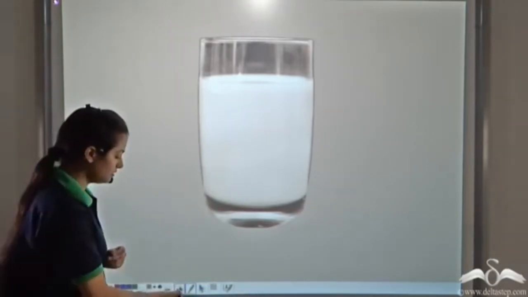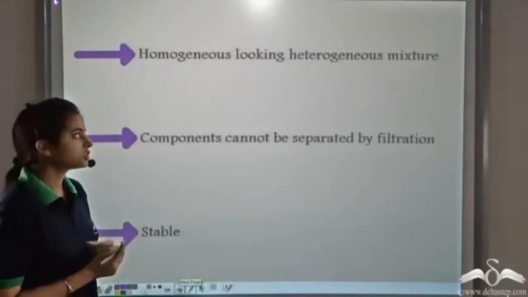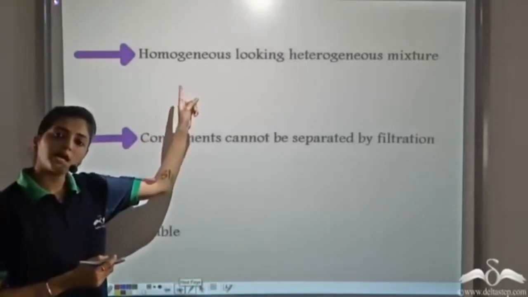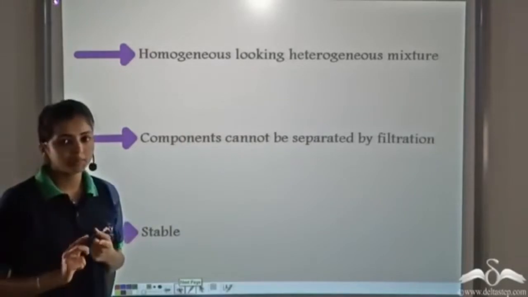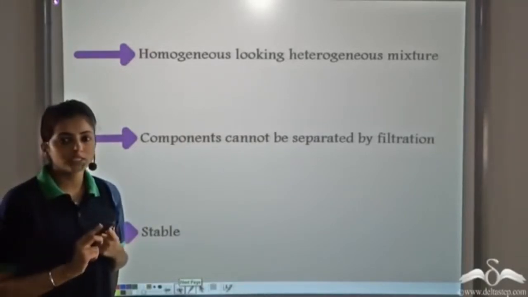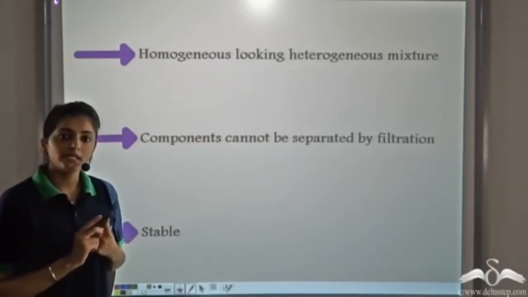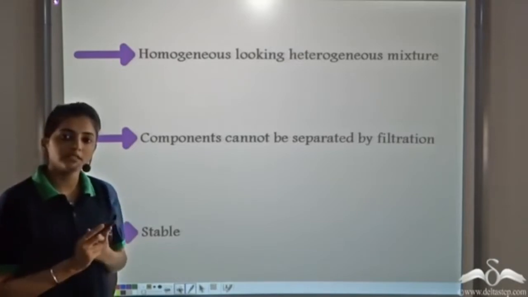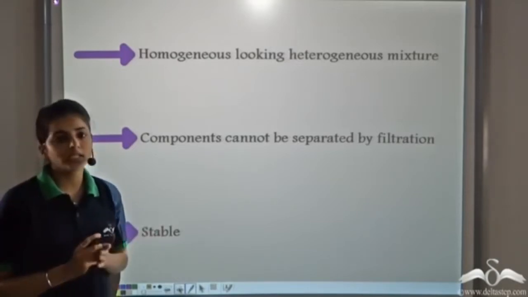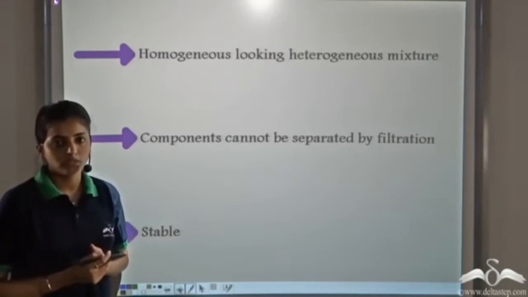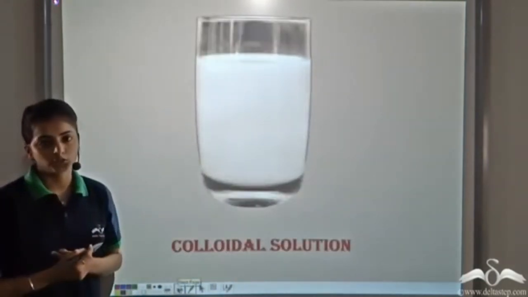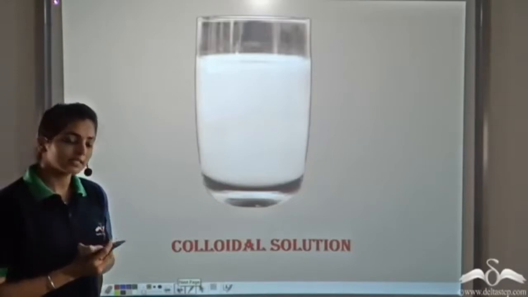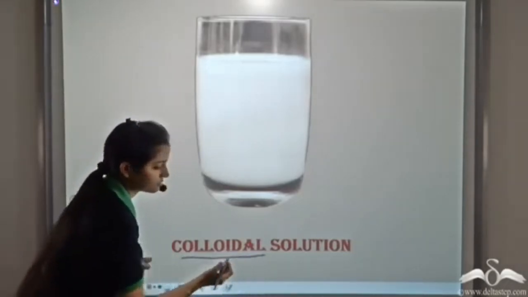Such a mixture, which looks homogeneous but is actually heterogeneous, has components which cannot be separated by filtration. There was no residue when we filtered milk, and again it is stable. If we leave it undisturbed for some time, we do not see any insoluble component settling down. So such a solution is known as a colloidal solution. Milk in this case is a colloidal solution.